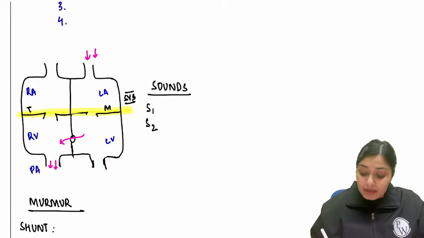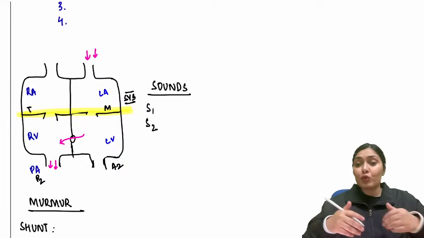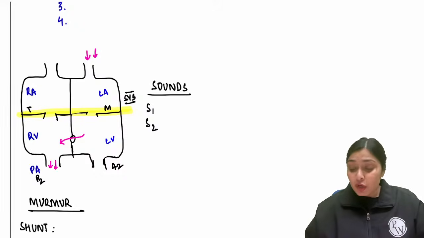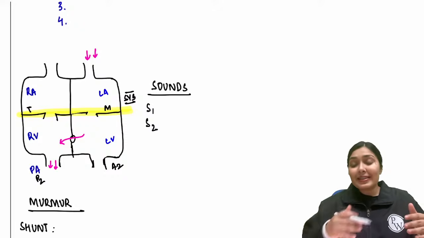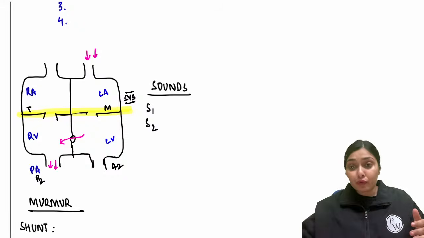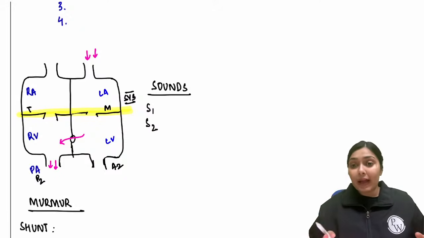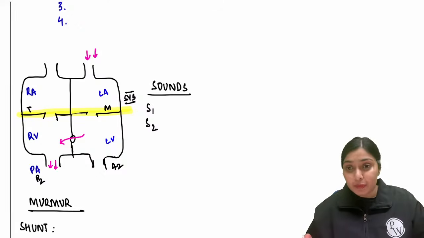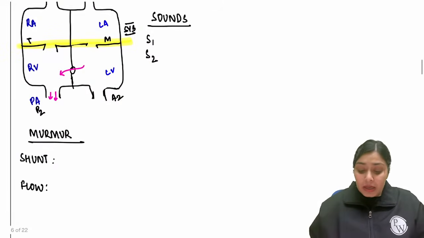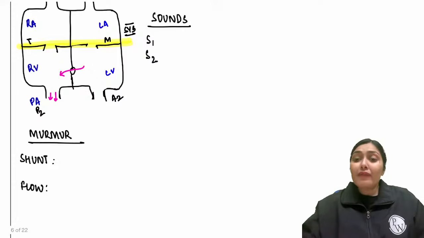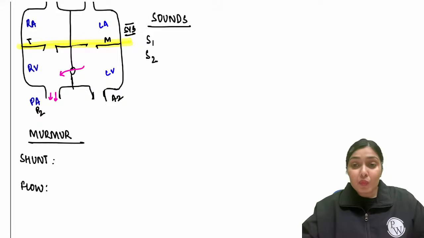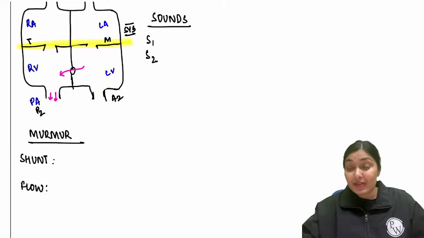And then comes S2. S2 has two components, A2 and P2, right? Closure of the aortic and the pulmonary valve. So wherever there is some irregular flow or excessive flow through a valve, that sound is going to be abnormal, right? Now, whenever in heart diseases we read about these sounds, we also hear some abnormal sounds apart from the normal sounds. What are these abnormal sounds? These are murmurs.